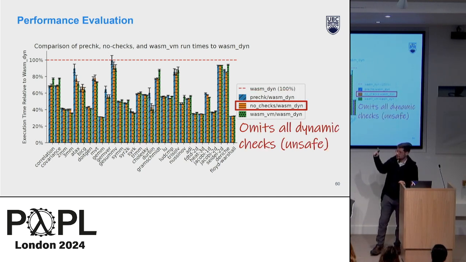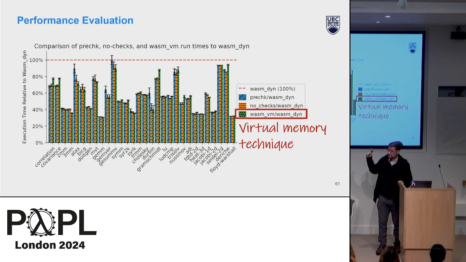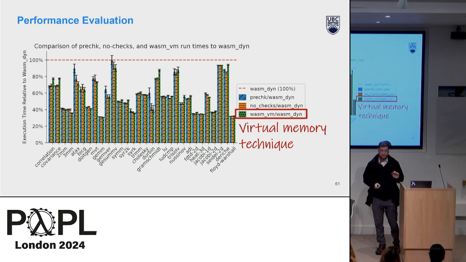We also have a version of Wasm that just does no dynamic checks whatsoever, just YOLO it. And this is unsafe, of course, but it gives us a theoretical upper bound on performance. Finally, we have the virtual memory technique. And we see that in a few cases, specifically this Gram-Schmidt one, it looks a little bit higher than the other two. And we're not sure whether this is due to experimental error or if there's some allocation cost to the virtual memory.